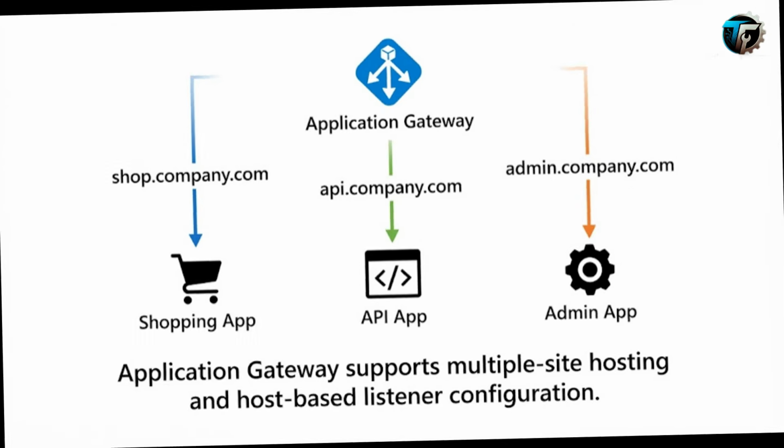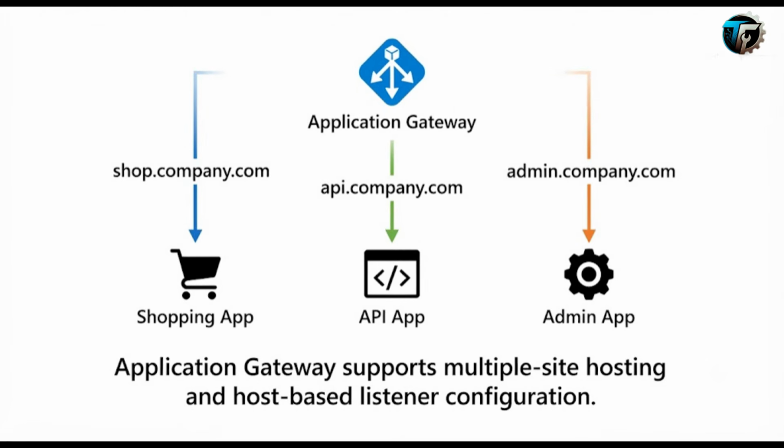We can also route based on the host name. For example, shop.company.com can go to our shopping application. api.company.com can go to our API backend. And admin.company.com can go to an administration application. So one application gateway can help route traffic for multiple websites or application endpoints.